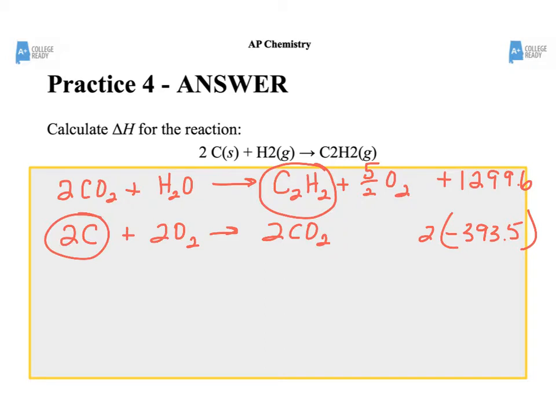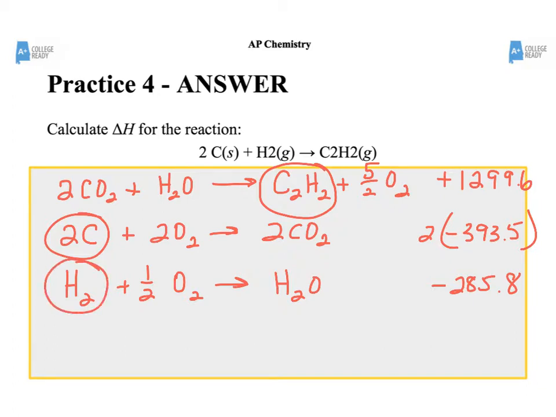For the last reaction, didn't have to do anything, just hydrogen plus 1/2 oxygen gives you water that is a liquid, which is important here, and it's negative 285.8. And my hydrogen is what I wanted it to be. Now let's check everything else and make sure it all cancels out.